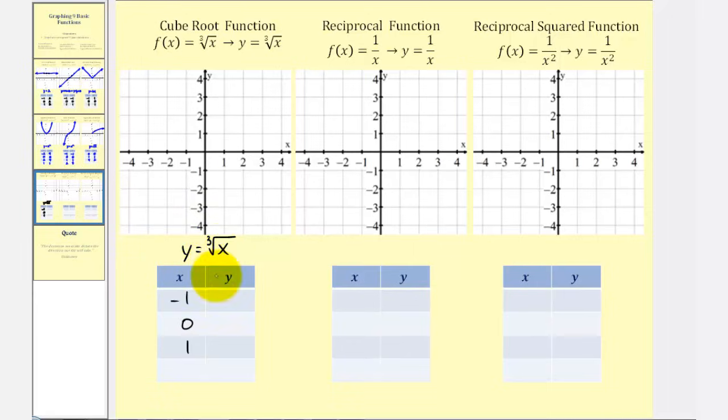The cube root of -1 is -1. Cube root of 0 is 0. Cube root of 1 is 1. So we have -1, -1, 0, 0, and 1, 1. The next perfect cube would be 8. Notice if x is equal to 8, y would be +2, which we can't plot, but it would give us a curve that looks something like this.